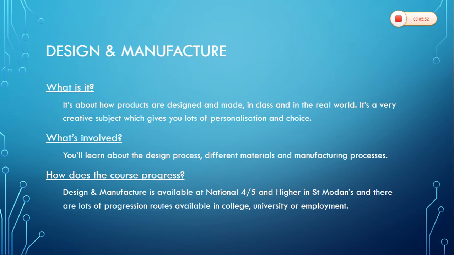As well as doing the design process, you'll also learn about how to make things. So you will be in the workshop and you'll learn different processes using all the materials and all the tools that are in the workshop. Some of those materials are plastics, some are wood, and some are metal. In our school, the course goes to National 4 and 5 in 4th year, but you can go on and do higher as well. And once you've got that higher, like any higher, it opens up doors for you to go and do things at university or college, or once again straight into employment.